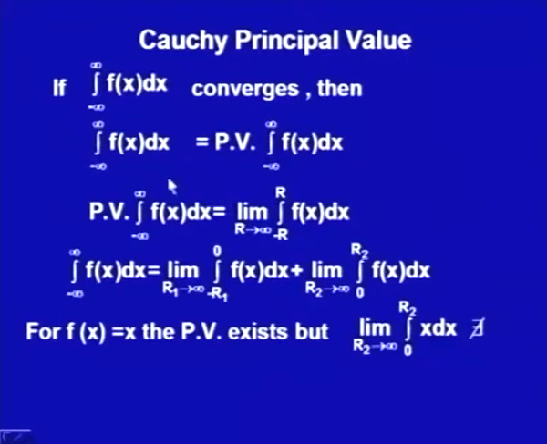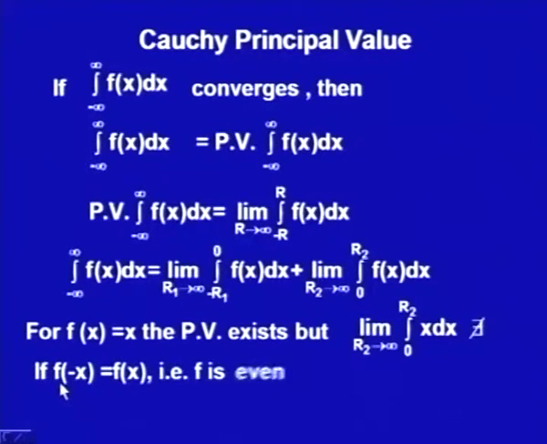Now, can we say, with a certain condition, that if the Cauchy principal value exists, then this integral is convergent, and of course, if it is convergent, then the value of this integral would be the Cauchy principal value. So, we just want to find out under what condition the existence of the Cauchy principal value, that is the existence of this limit, says the existence of this integral, that is, the existence of both of these limits. Let us see.